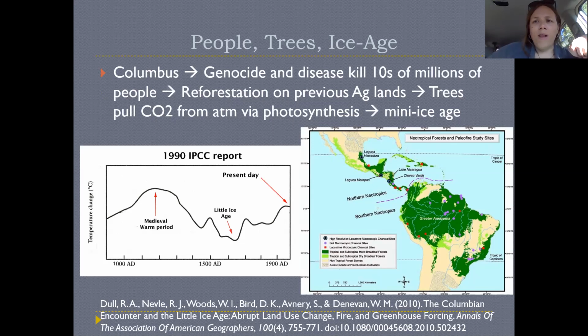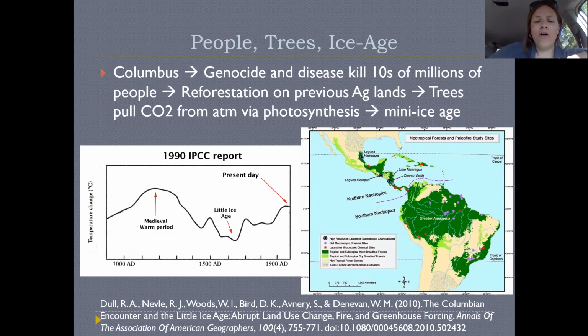So they had pretty complex agricultural systems, growing maize and other things like that. And as there weren't as many people anymore to work in these systems and not as many people to feed, there was a big ingrowth of native forest land into these previously more open areas. And these trees, as they started to grow, pulled carbon dioxide out of the atmosphere as they photosynthesized, and they contributed to what was a mini ice age.